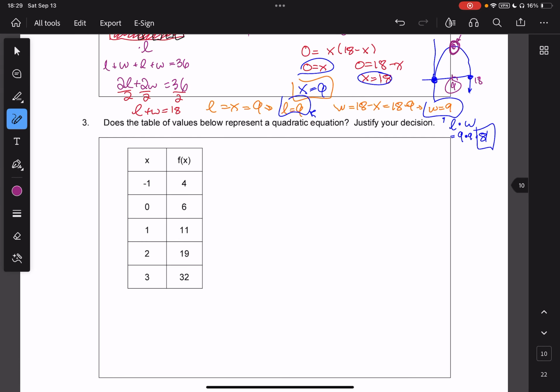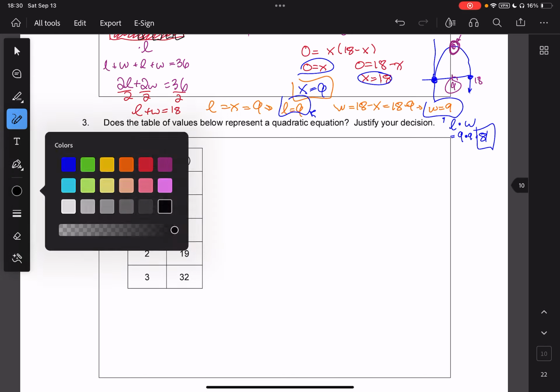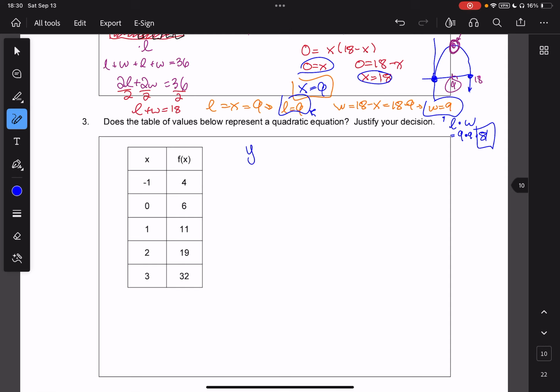Okay, so question number 3. Does the table of values below represent a quadratic equation? So let's see. What I like to do is, the difference between a quadratic and a linear is that a linear has the same slope. Remember, our linear equations are in the format y equals mx plus b. Our slope is the same for every point. It's m. Our slope will always be m.